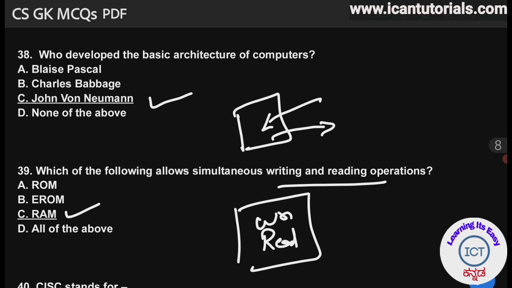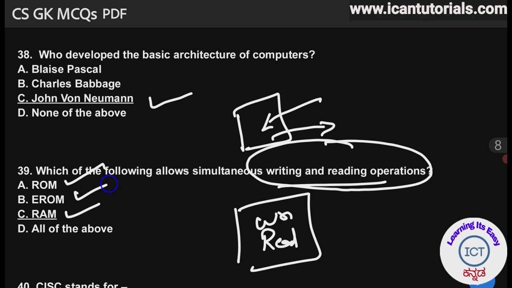RAM is a memory from which we can easily read and write at the same time. ROM means read-only memory. It is a permanent memory. EROM, erasable read-only memory, is also a permanent memory. RAM, random access memory, is a temporary memory. And the answer is RAM.